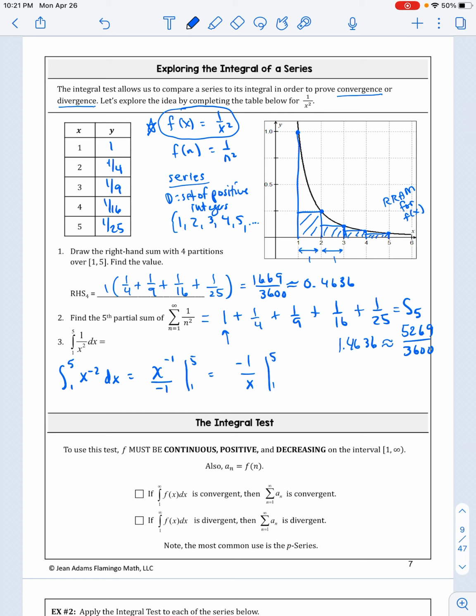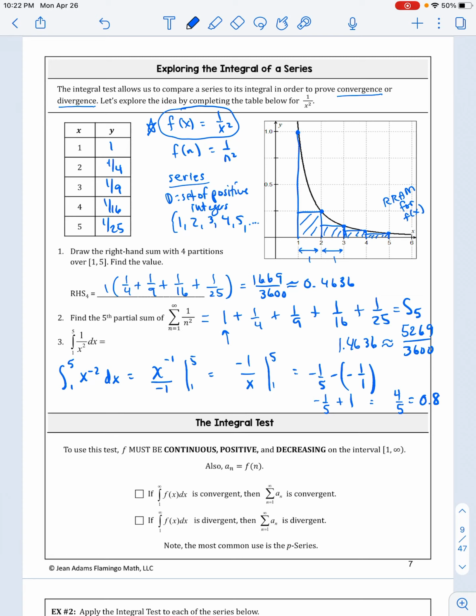So this is going to be x to the negative 1 divided by negative 1 from 1 to 5, which we're going to make negative 1 over x from 1 to 5, which gives us negative 1 over 5 minus negative 1 over 1. So this is a negative 1/5 plus 1, so that's going to be 4/5. And so we also know 4/5 as 0.8.